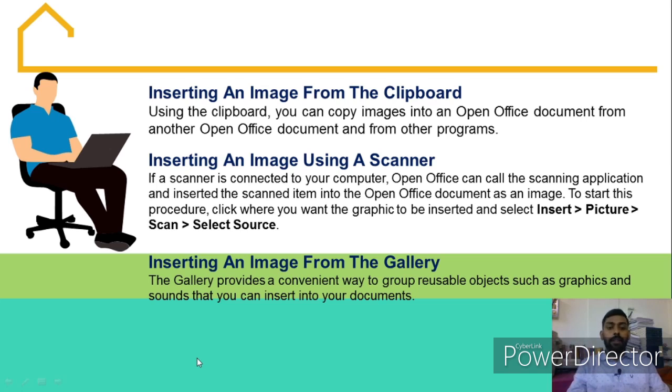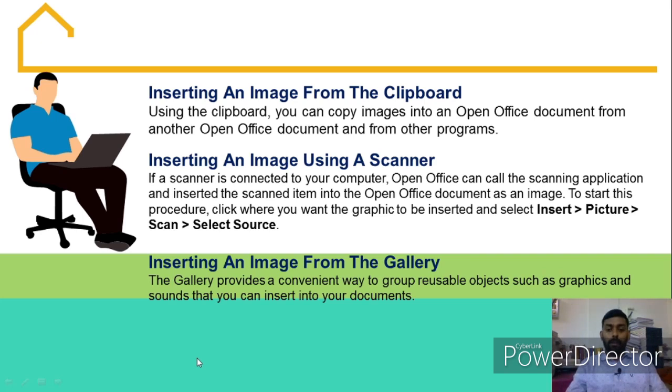Then the second one is inserting an image using a scanner. Suppose a scanner is connected to your computer, and it can call the scanning application and insert the scanned item into the OpenOffice document. That means you can scan something using a scanner, and that scanned item can be inserted into your document. That's it.